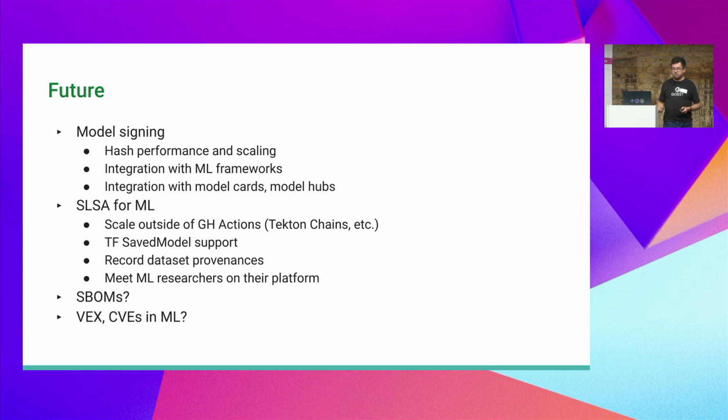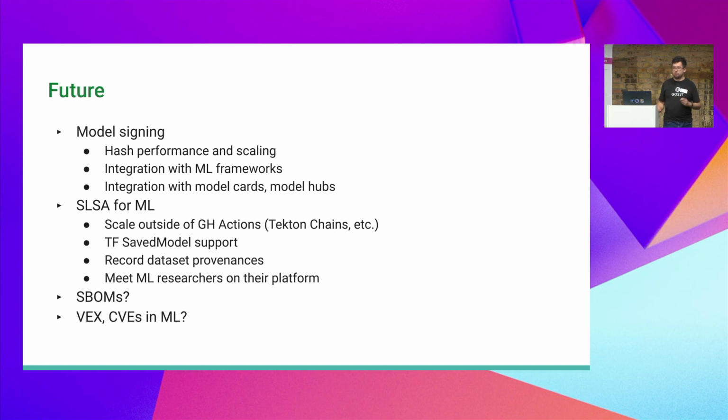On the SLSA for ML part, as I said, we are looking to scale outside of GitHub Actions. So for example, looking at Tekton Chains and other workflows. We are also looking to expand support to saved model for TensorFlow. And recording dataset provenances, which is a problem where we don't know exactly: do we want to do the fast thing or the thing that prevents as much manipulation as possible? And finally, we want to meet the ML researchers on the platform that they use. So if people use Jupyter Notebook, we want to make Jupyter Notebook generate SLSA provenance at the end, if that is possible. It's something that we'll have to explore and see.